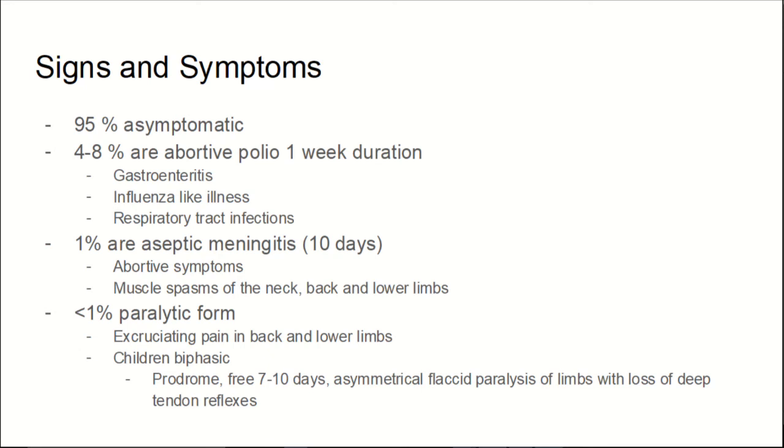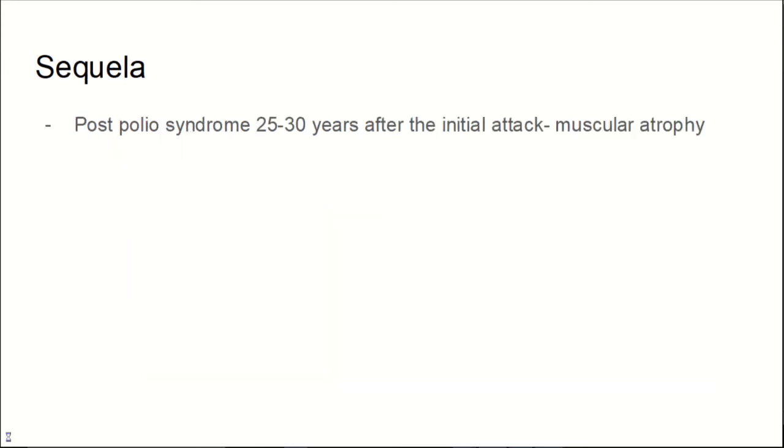Less than 1% will get the paralytic form. This is excruciating pain in the back and lower limbs, and this is usually biphasic. They'll have the mild sickness, the fever-like symptoms, and then they'll improve for 7 to 10 days, and then they'll get hit with asymmetrical flaccid paralysis of the limbs, and you would notice loss of the deep tendon reflexes, and that's all due to destruction of the anterior horn of the spinal cord.